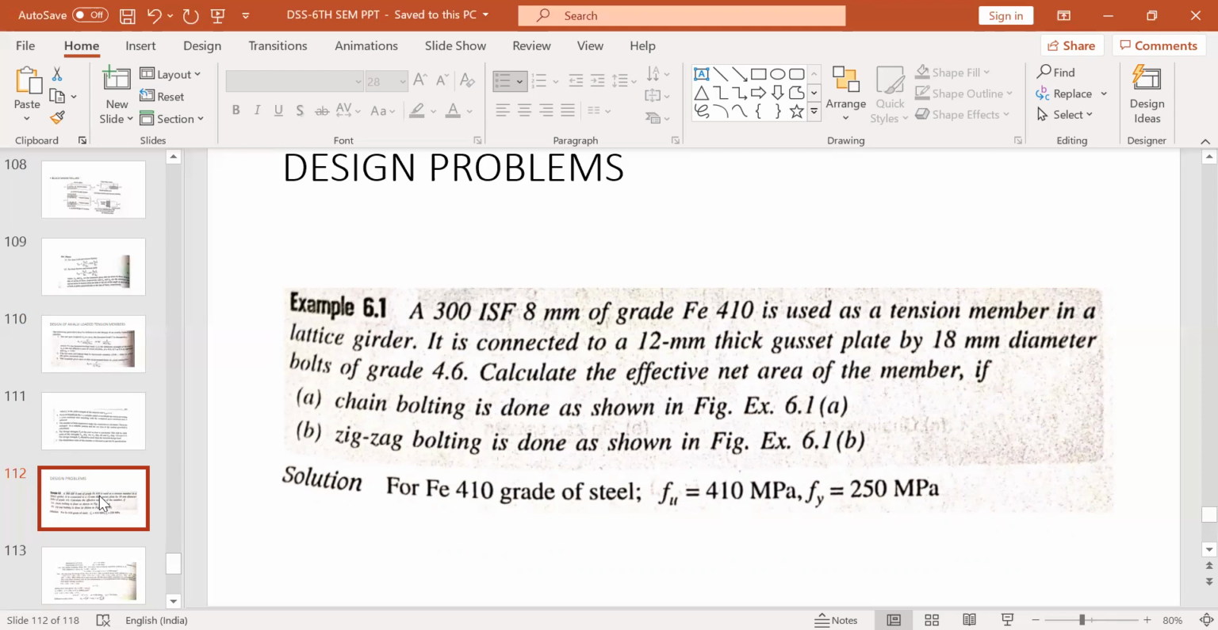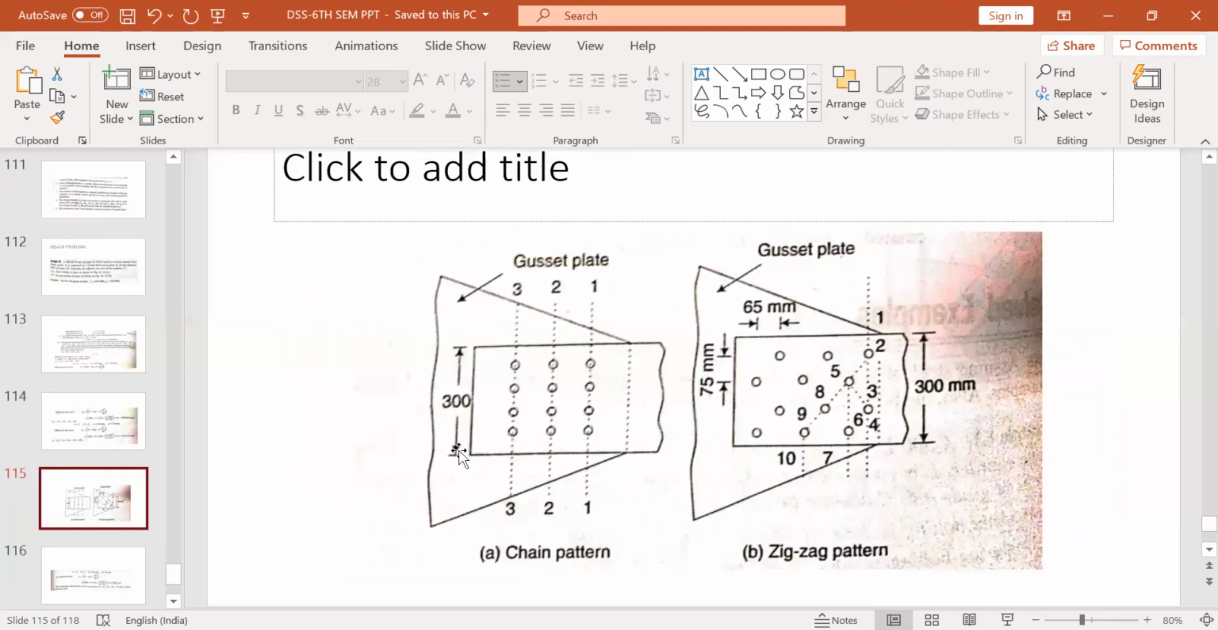So let us consider this problem. A 300 ISF 8 mm, grade Fe 410, is used as a tension member in a lattice girder. It is connected to a 12 mm thick gusset plate by 18 mm diameter bolts of grade 4.6. Calculate the effective net area of the member if chain bolting is done and if zigzag bolting is done. So for Fe 410 grade of steel, you know Fu is 410 megapascal, Fy is 250 megapascal. So this is the case. Okay, this is the gusset plate, and you are connecting this plate with this gusset plate. So first case is chain riveting, chain bolting.